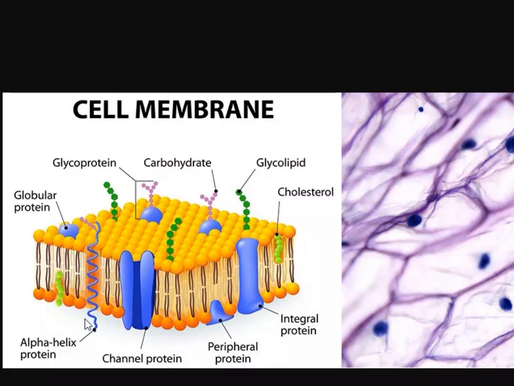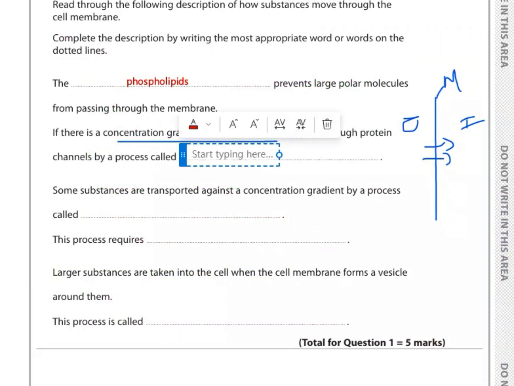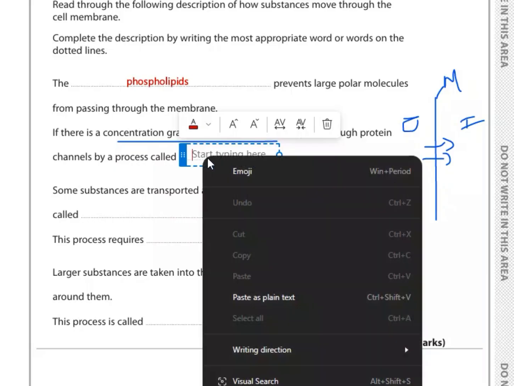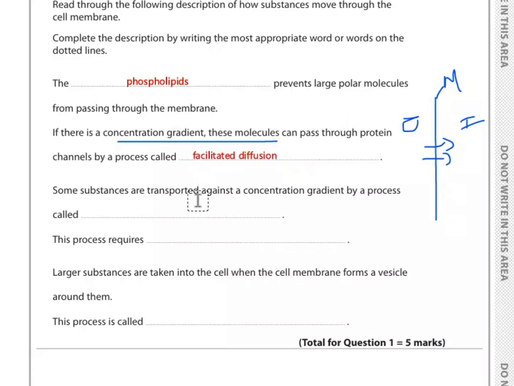Let me show you through this diagram more clearly. These are the channels. Many larger molecules can pass through these protein channels by facilitated diffusion, following a concentration gradient from a higher concentration area to a lower concentration area. And that movement of the molecules through a channel along a concentration gradient is known as facilitated diffusion.